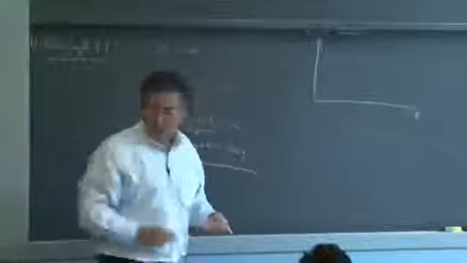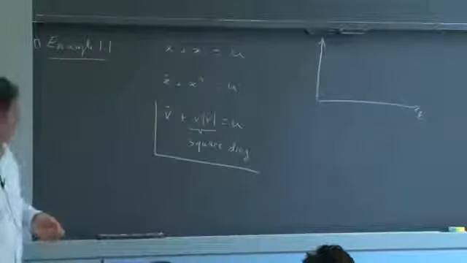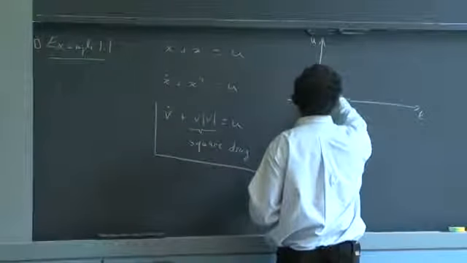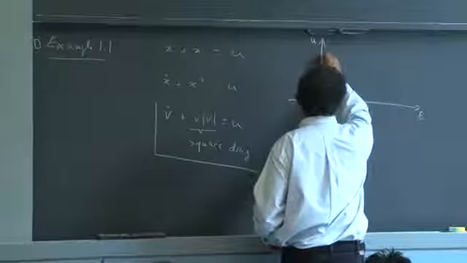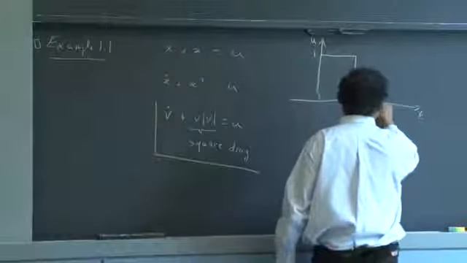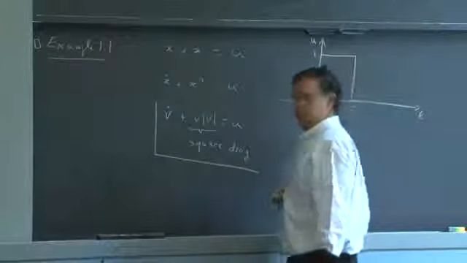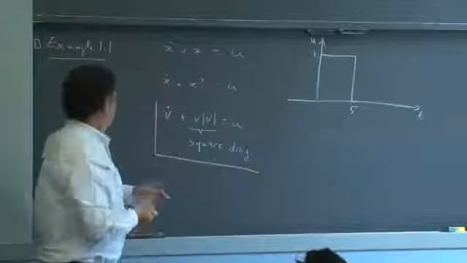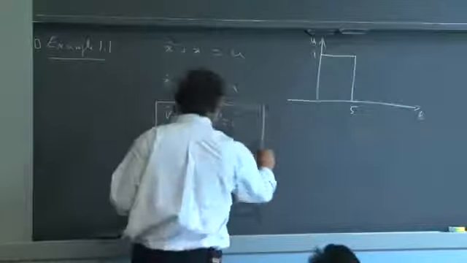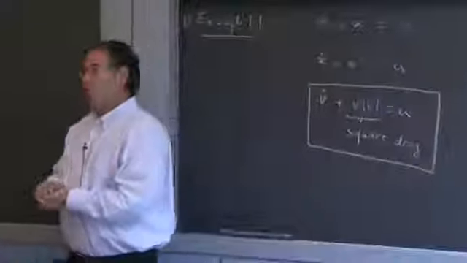This is time. The system is originally at rest, and we give it an input u. So u was originally 0, the system was at rest. We give it an input u, which is equal to 1 for, let's say, a duration of 5 seconds, and then we remove the input. So everybody sees what we're doing now. We're considering this system. Originally, v was 0. If it was an underwater vehicle, it means it was just sitting there.